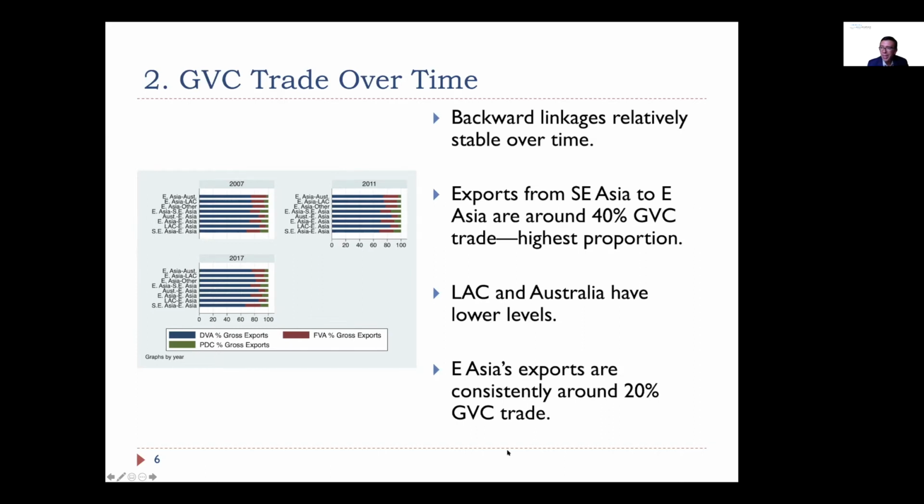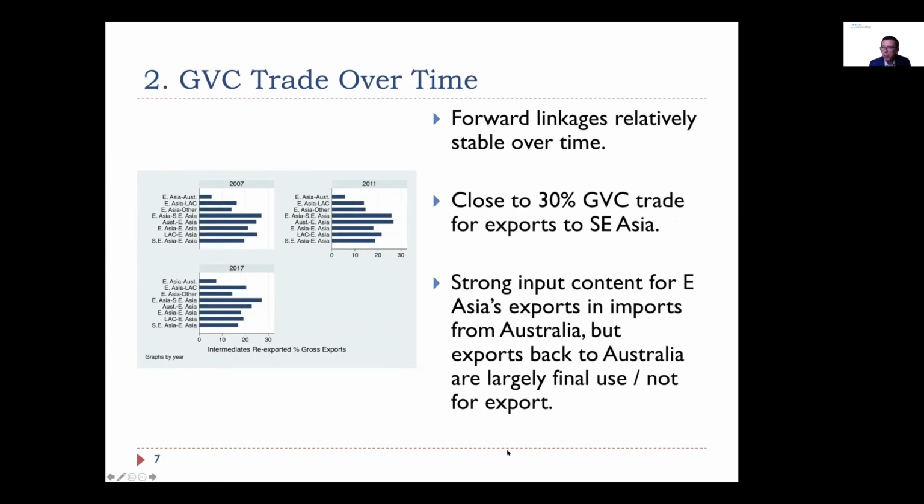Now, we see considerably lower levels for LAC and Australia. So we're seeing some GVC trade in all regions, but notably stronger in Southeast Asia and also in East Asia, where we're seeing about 20%, than in LAC and Australia.